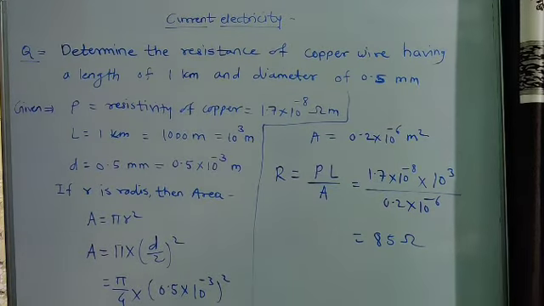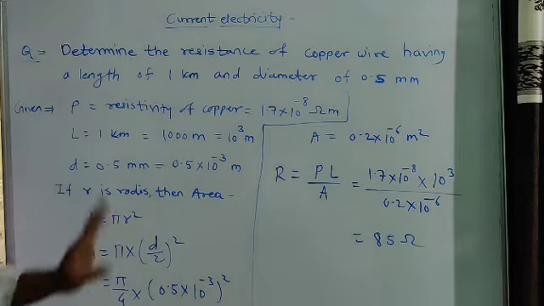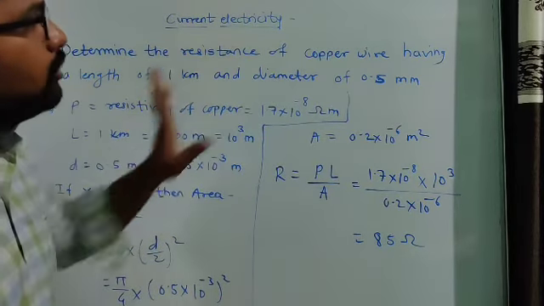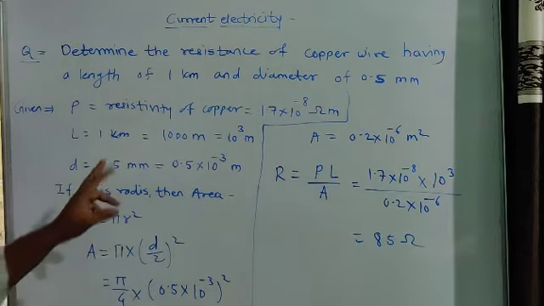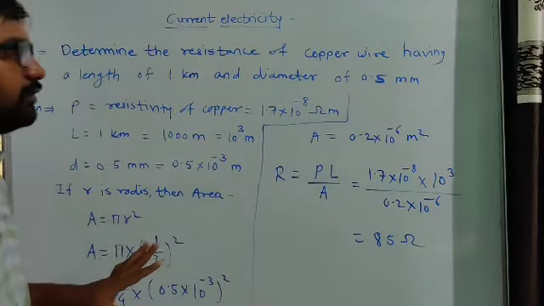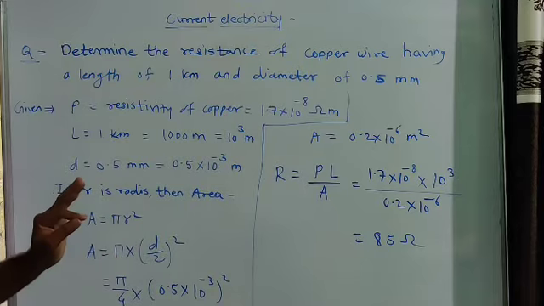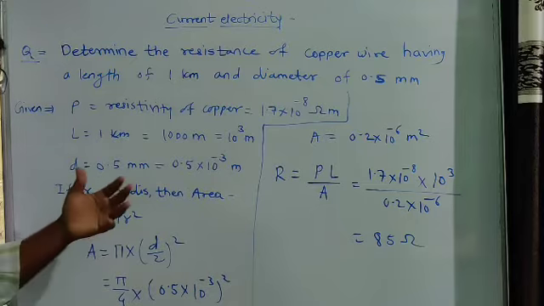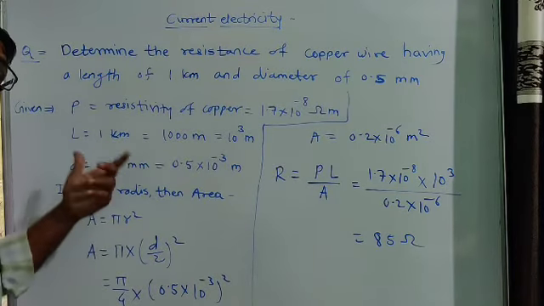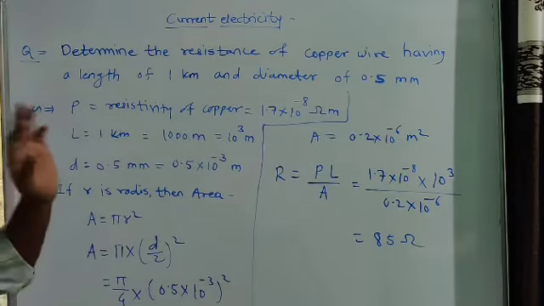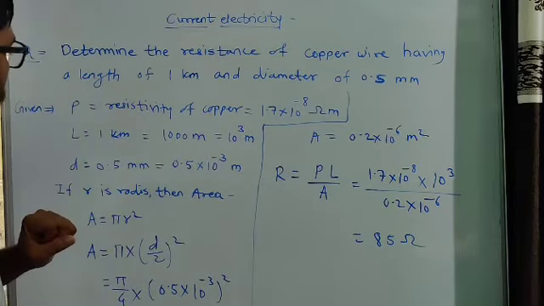Now the next problem we have to see: determine the resistance of a copper wire having a length of 1 kilometer and diameter of 0.5 mm. So the length of the wire is 1 kilometer and its diameter is 0.5 mm. Then we have to calculate its resistance. Up to the last point we calculated resistivity. Now we have to calculate resistance, that is the capital R. So how, now we have to see.